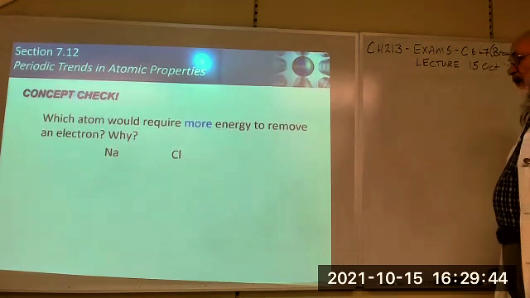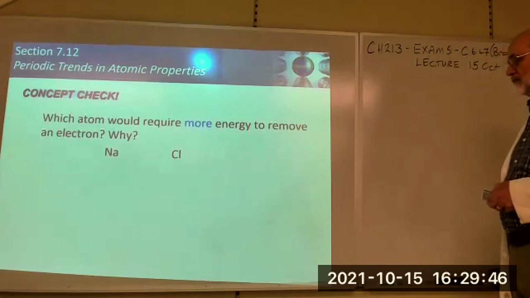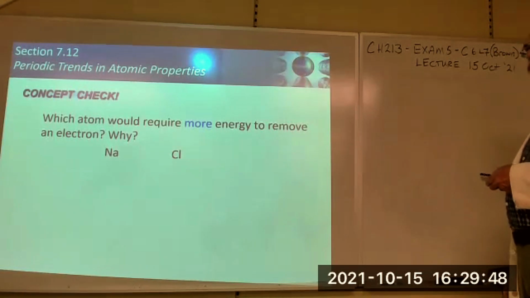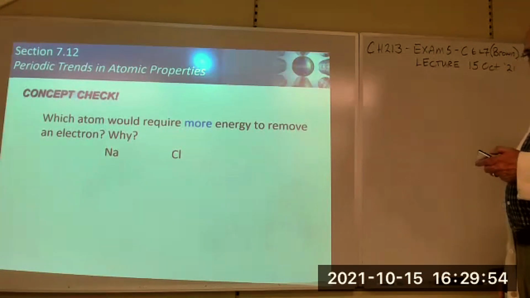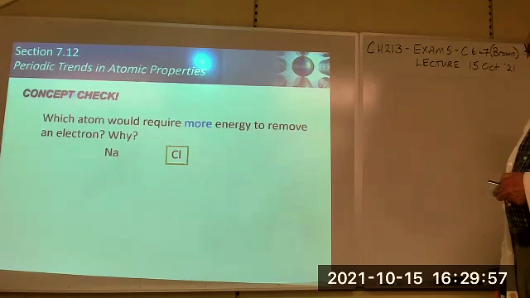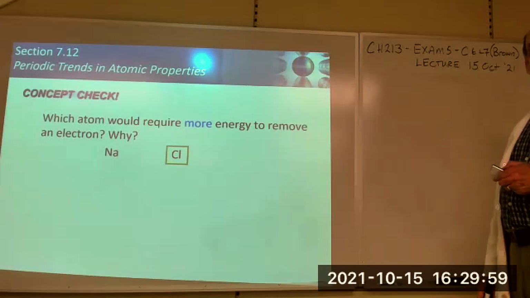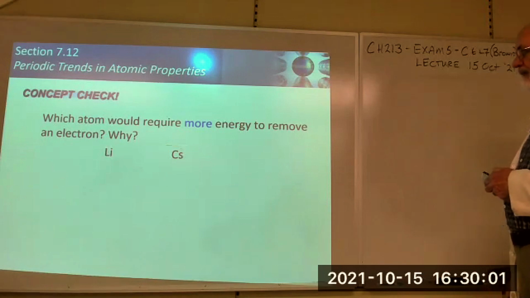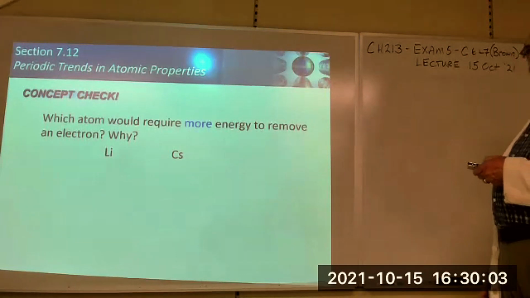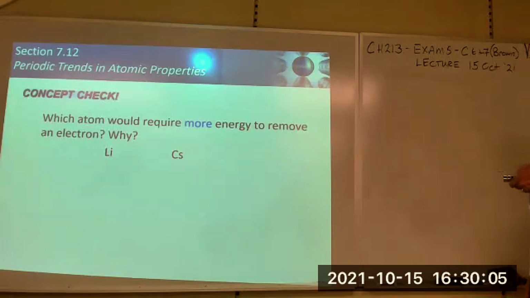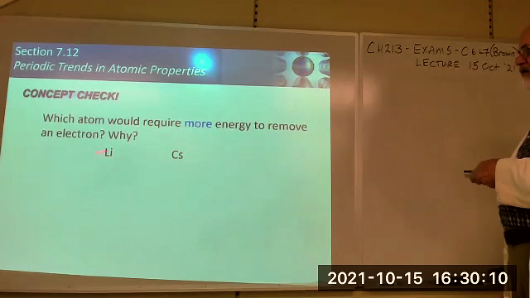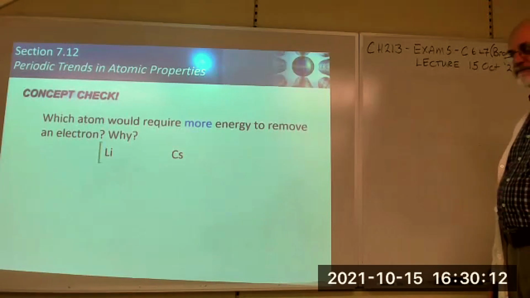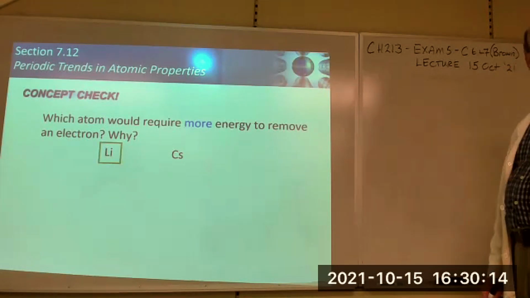Which atom requires more energy to remove an electron? Well, look, sodium and chlorine are in the same period. Which one's farthest to the right? Chlorine. So it takes more energy to remove the chlorine electron, the first electron, than it does sodium. How about lithium and cesium? Well, they're in the same group. Cesium is below lithium, so it's going to take less energy. Lithium takes more energy. Okay.